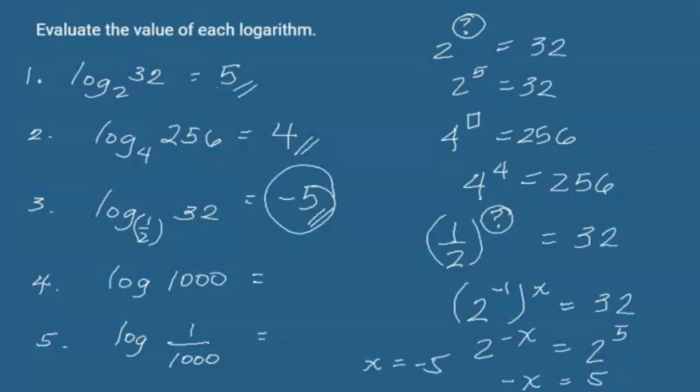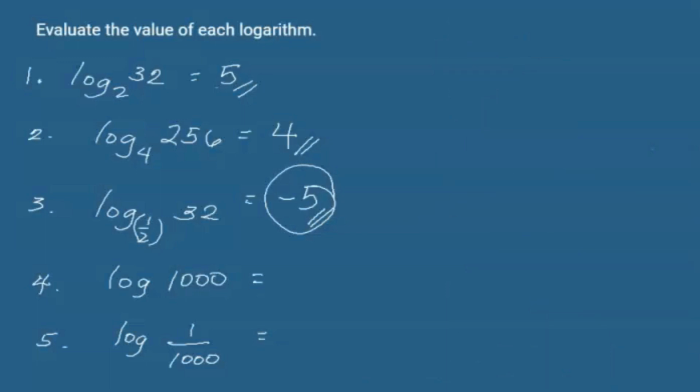Let's clear up some space. So number 4, what is the logarithm of 1000? So once again, if the base is not written, it's understood to be base 10. So it means what's the exponent of 10 to give us 1000? So 1000 is 10 cubed. Therefore, the exponent or index is 3. So logarithm of 1000 is equal to 3.